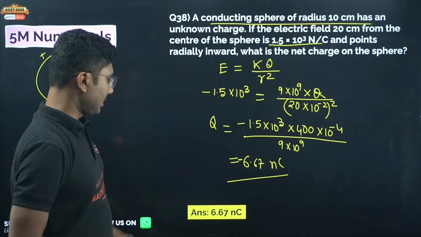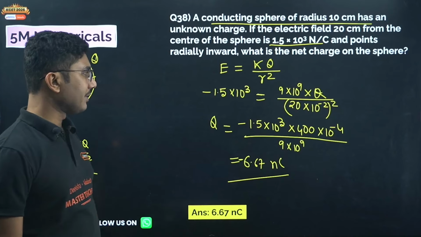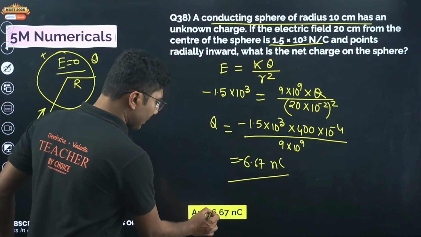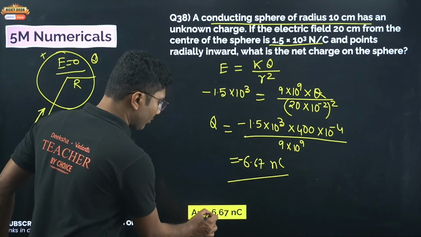The negative sign is missing over here, but there will be a negative sign. And if you miss that negative sign, you will not get marks. They will deduct 1 mark.